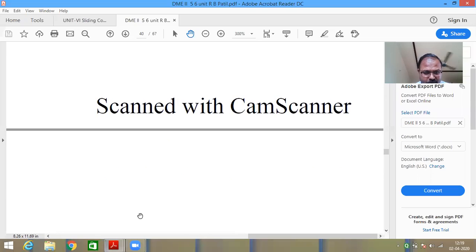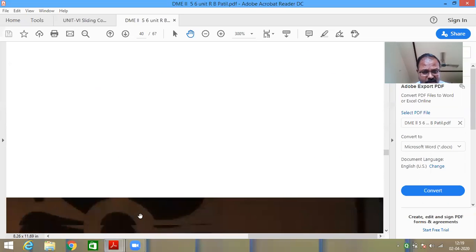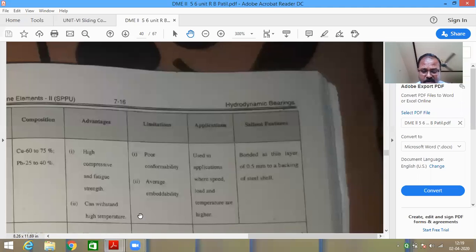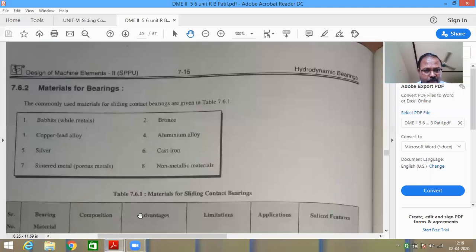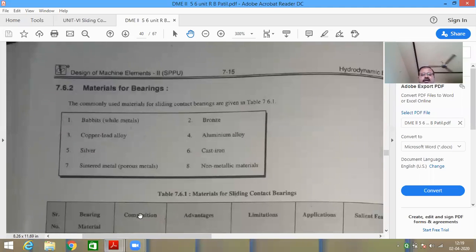As a design engineer, we know that there is no single material which will be capable of having all such properties. But the most compatible materials which are used for manufacturing sliding contact bearings, first is babbitt, white metal. Babbitt is nothing but an alloy of copper, tin, zinc. That is babbitt metal. It is also called white metal.